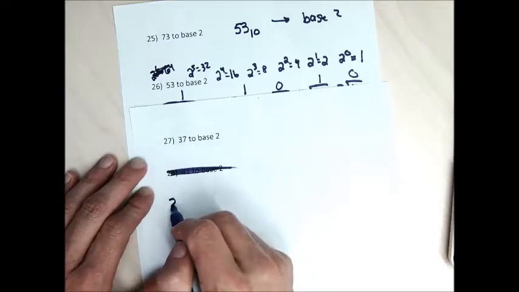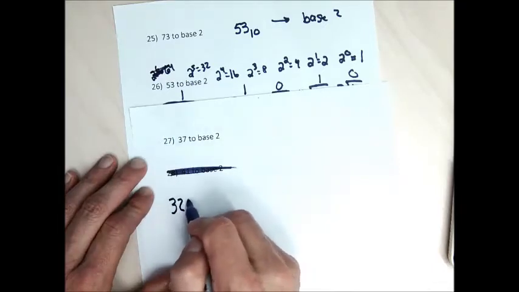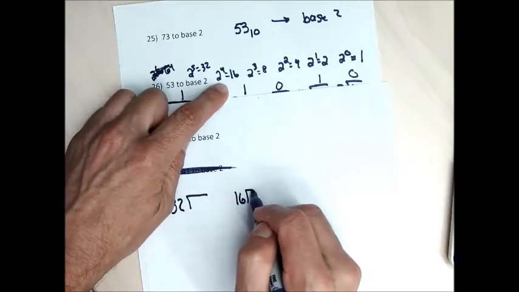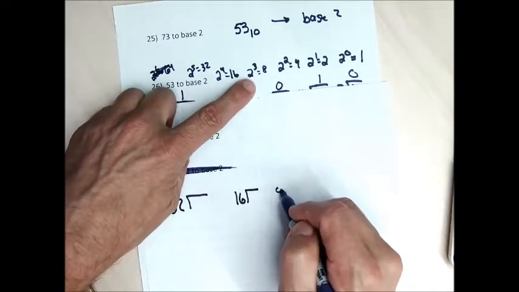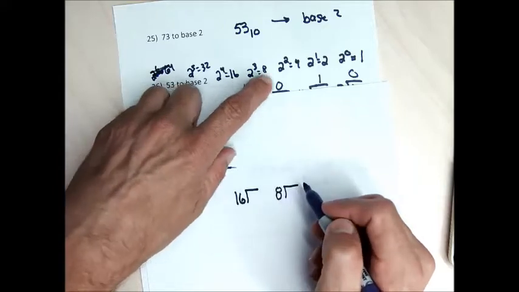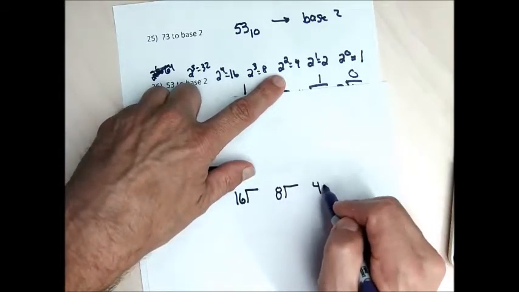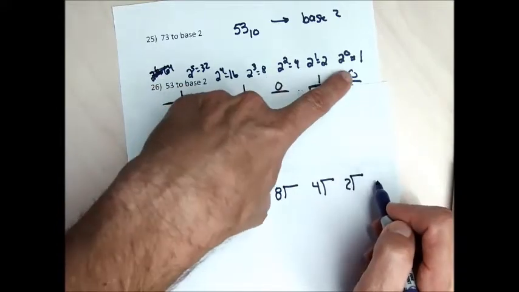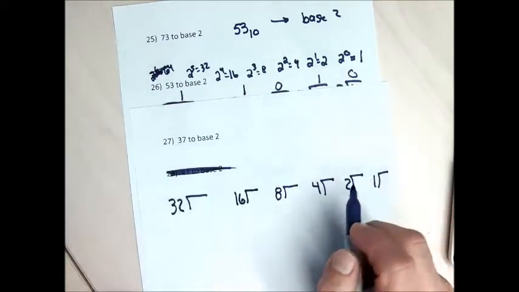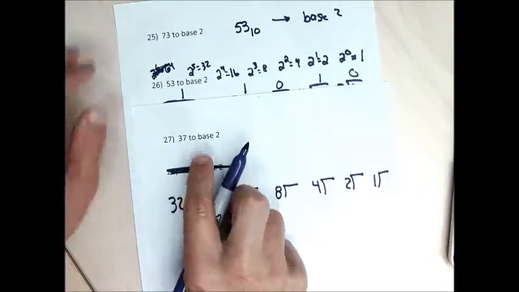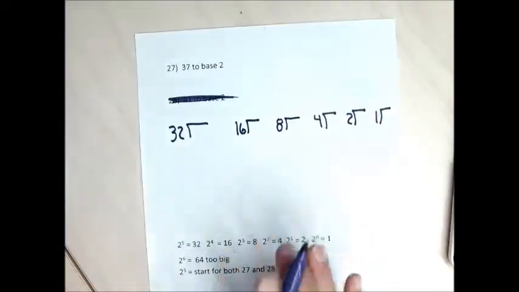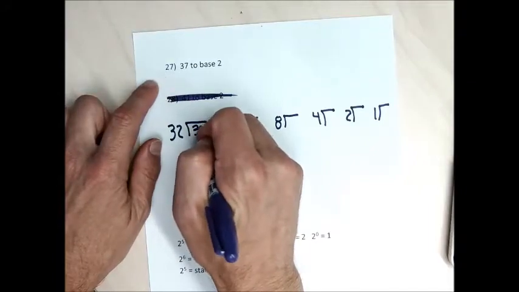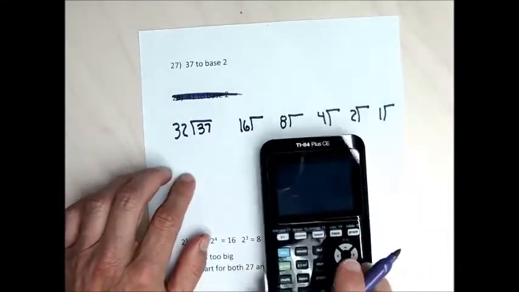So I'm going to start and have a 32 outside my division bar, a 16 outside my division bar. I should not leave myself so much room. An 8 outside my division bar, a 4 outside my division bar, a 2 outside my division bar, and a 1 outside my division bar. I'm going to take the number that I'm given in problem 27 and write it under the first division, and then I can divide. You can use my calculator.